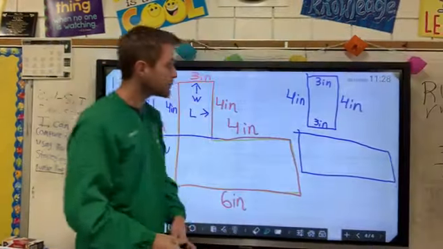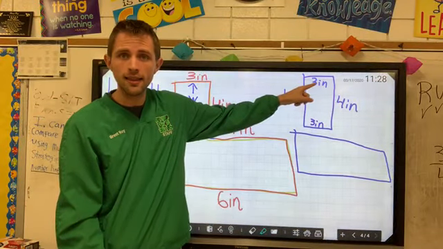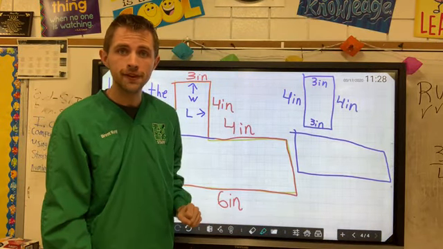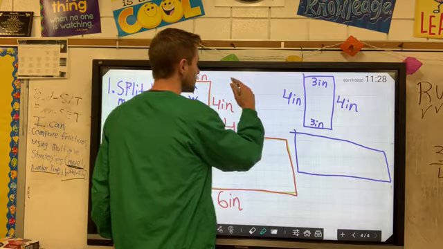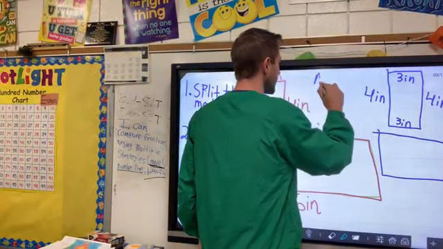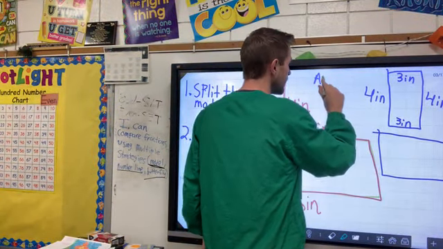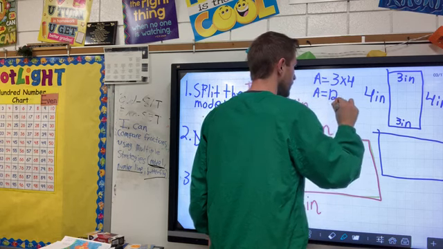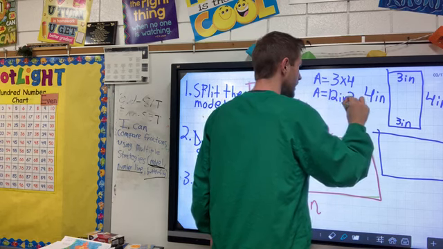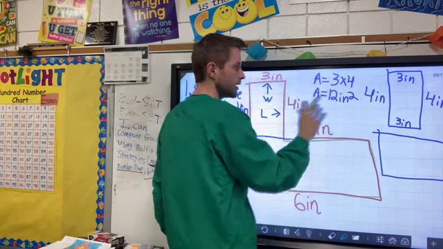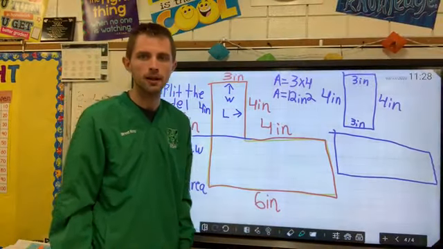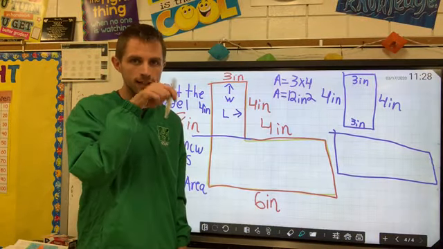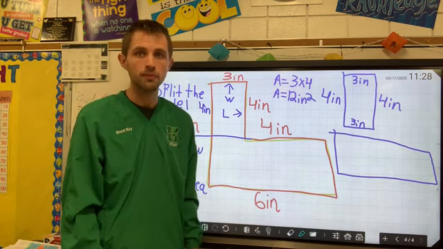Now, since we have the length and the width of our first figure, we can go ahead and solve for area. Remember, area equals length times width. Area is inside, so we multiply. Area equals 3 times 4. Area will equal 12 inches squared. And that's for our first one. That is for our first block up here. Our first shape, our first rectangle. We got that?